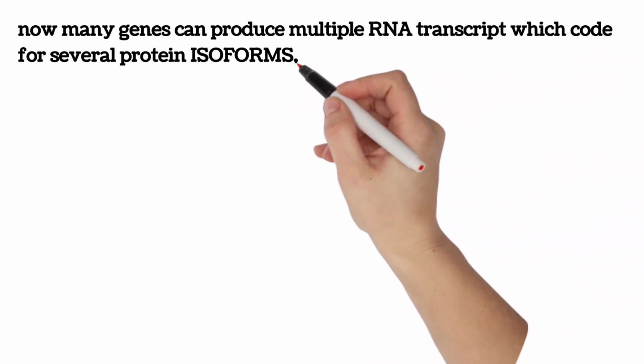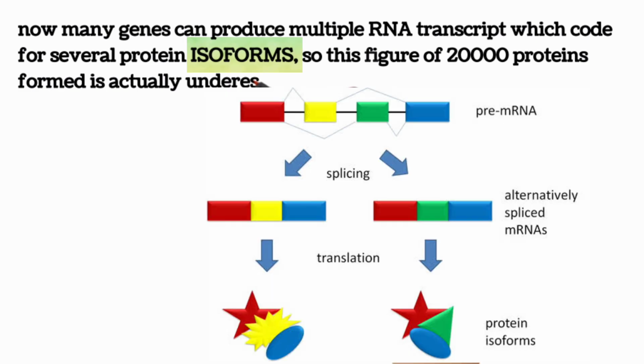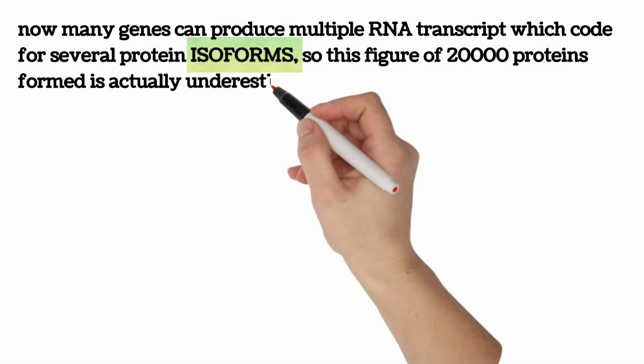Now many genes can produce multiple RNA transcripts. These RNA transcripts code for several protein isoforms. So this figure of 20,000 proteins is actually underestimated. There are in fact a lot. Isoforms are proteins that are similar to each other and perform similar functions in the cell, but they are encoded by different genes or by RNA transcripts from the same gene which have had different exons removed. So by removing different exons of the same RNA transcript, we can create isoforms.